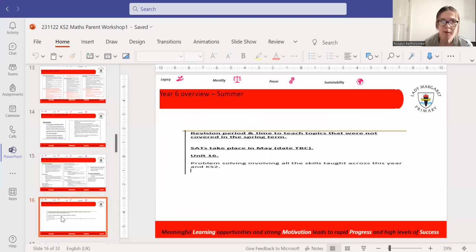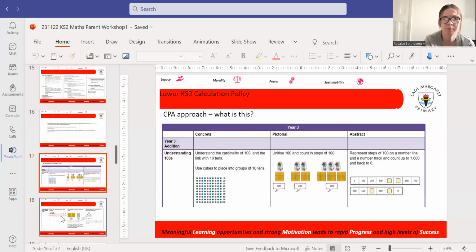And then at the beginning of the summer term, they have a revision period and time to teach any topics that were not covered in the spring term. The standard assessment tests take place in May, and then Unit 16, the problem solving involving all the skills taught across this year, and Key Stage 2.